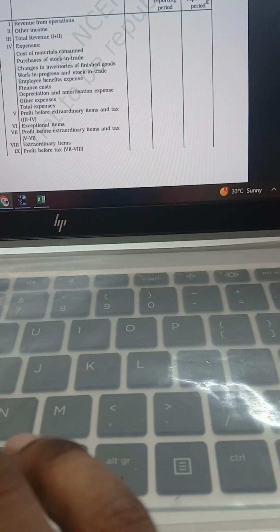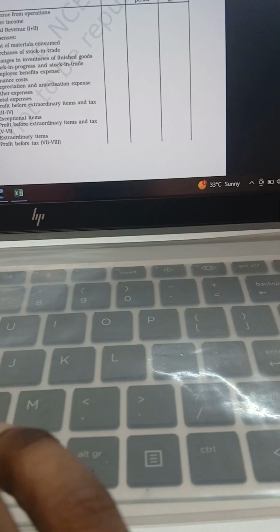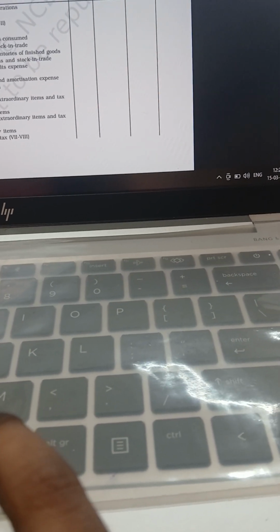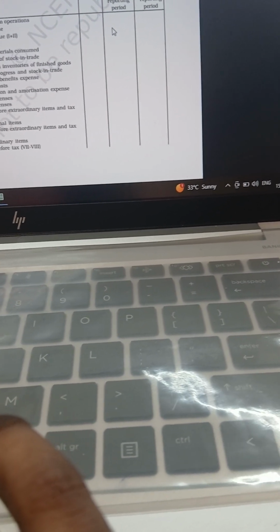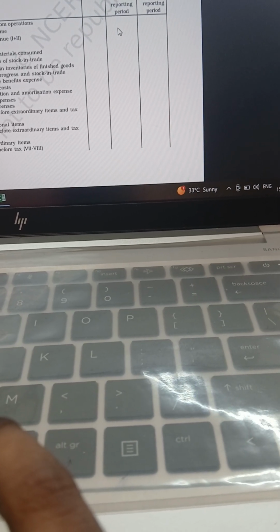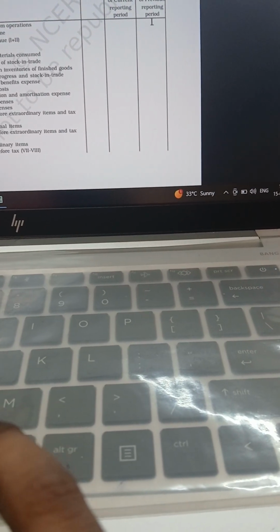Then the next column is the figure at the end of the current reporting period, then at the end of the previous reporting period. So the advantage of this type of statement is that we can compare the current year figure with the previous year figure. That's not possible in the double entry system that we prepare in the case of trading concerns. In the case of a company, the format is like this.